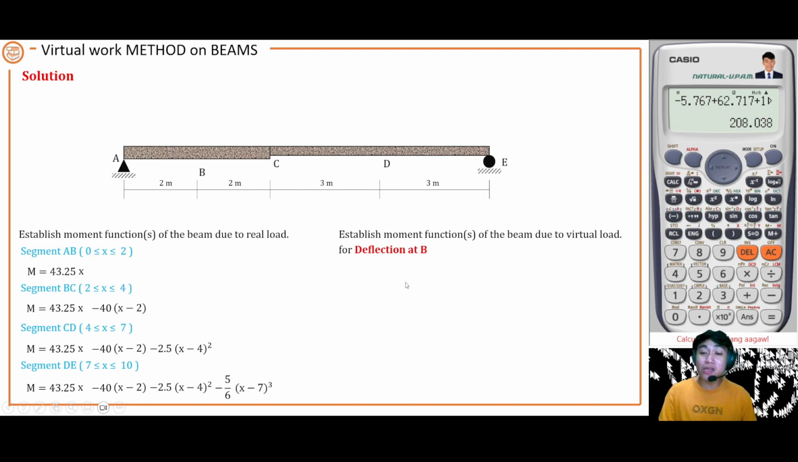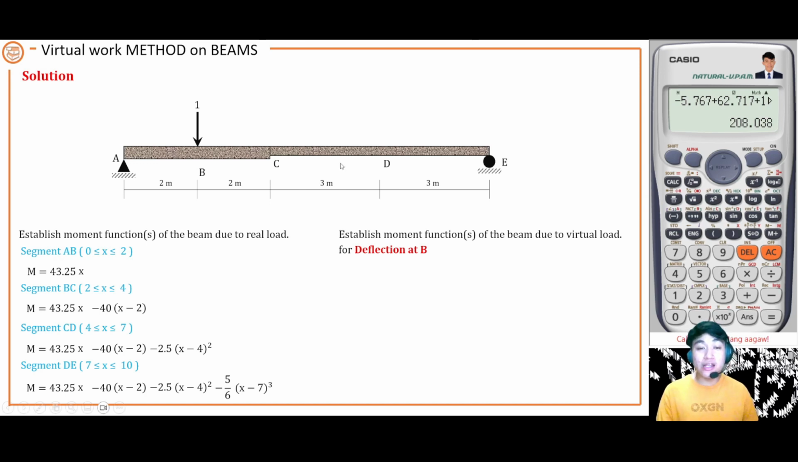The new values here will be step number 3, which are the moment functions for your virtual load. So for the deflection at B, we are now going to apply a 1 unit concentrated load, because we are solving deflections. A downward load means we are expecting that point B will move downward. So if the value for the deflection later is positive, meaning the assumption that point B will move downward is correct.